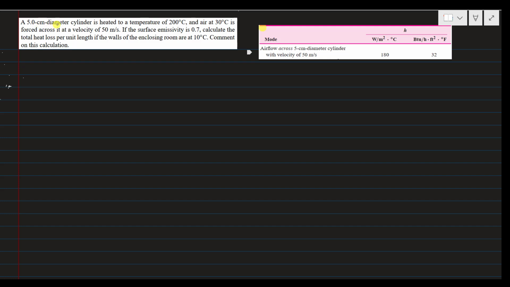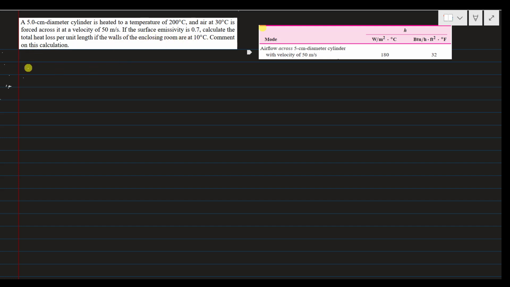A 5 cm diameter cylinder is heated to a temperature of 200 centigrade and air at 30 centigrade is forced across it at a velocity of 50 meters per second. If the surface emissivity is 0.7, calculate the total heat loss per unit length if the walls of the enclosing room are at 10 centigrade.